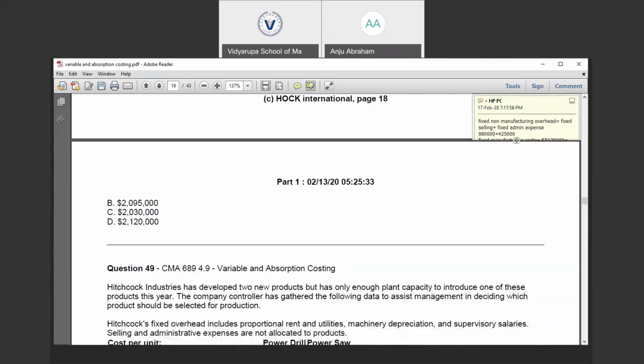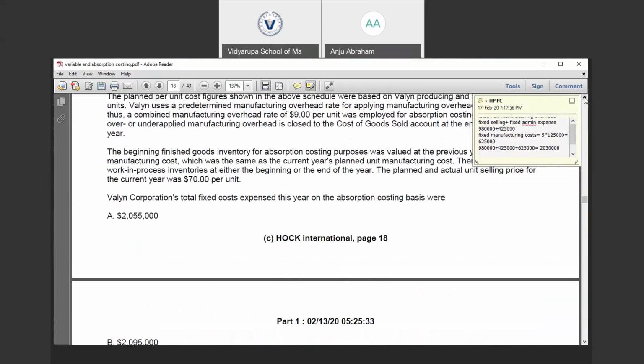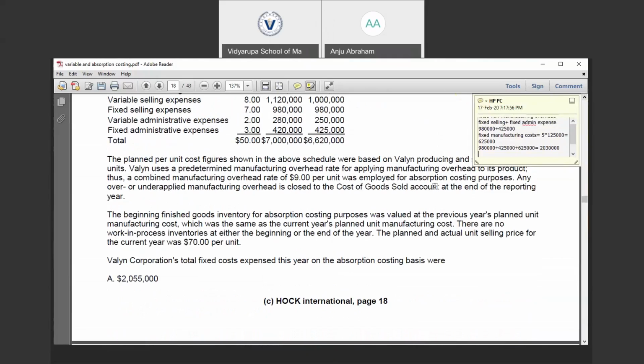Yes, the total fixed manufacturing overhead that is to be applied equals 980,000 plus 425,000 plus 625,000, which is equal to 2,030,000. Sorry, 2,030,000. So one more piece of information is also provided in the question. Just read out this information.